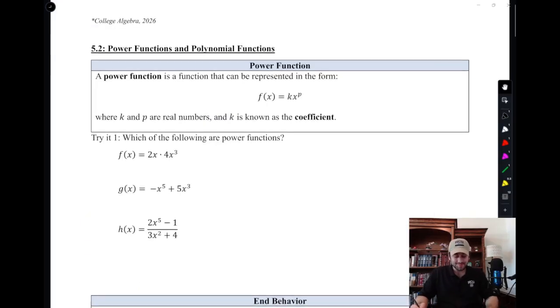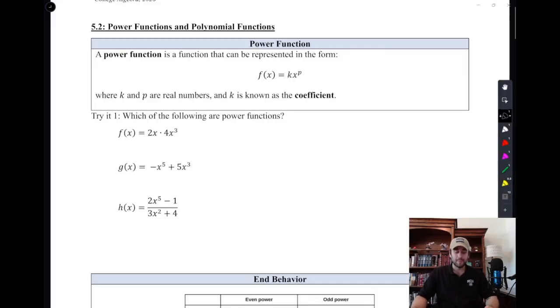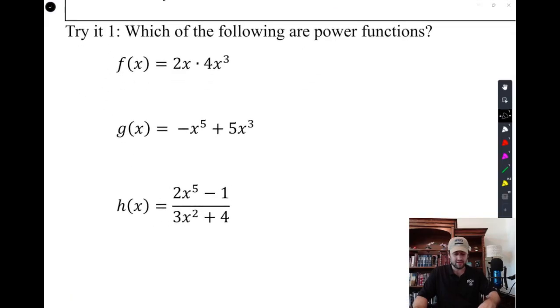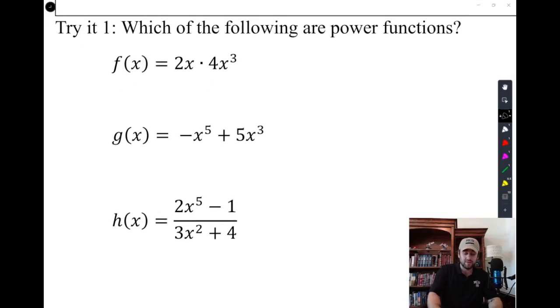Here we go. Let's jump right into it. A power function can be represented in this form. F of x equals kx^p, or kx to the p power. Then they're going to ask us, are these of that form or not? If you look at these examples, you could say this is equal to, if you do some reducing based on the properties of exponents and like terms, 8x to the fourth.